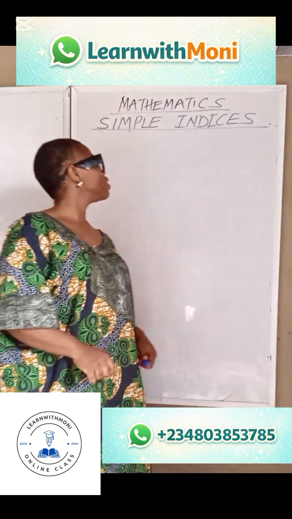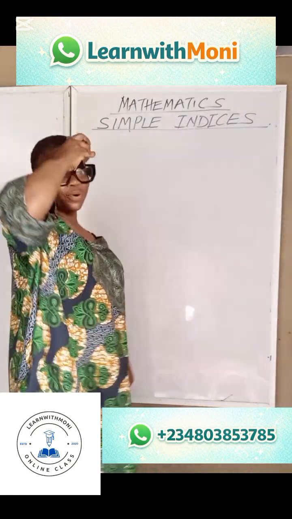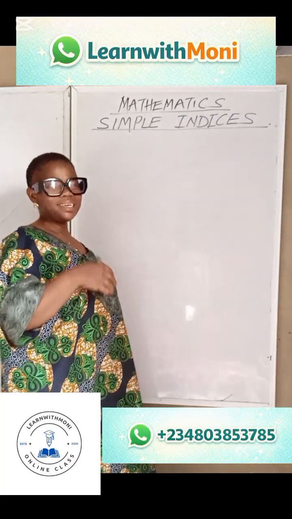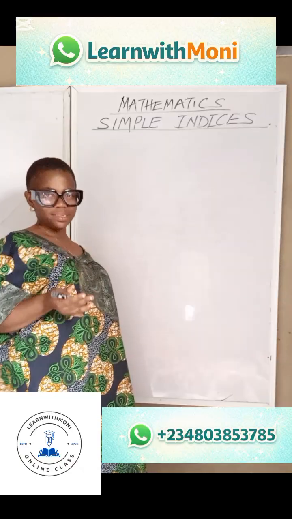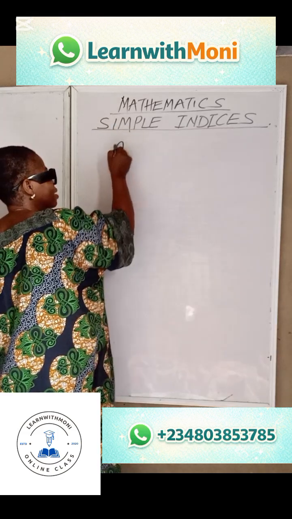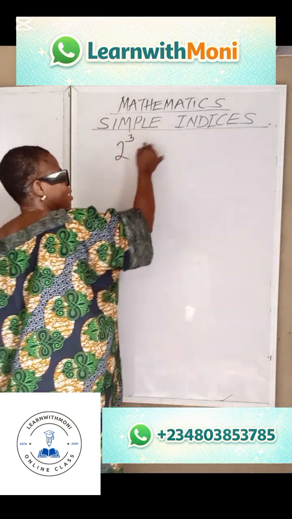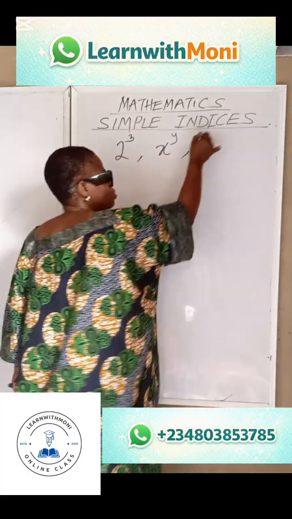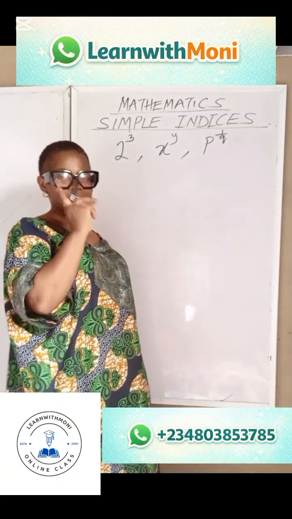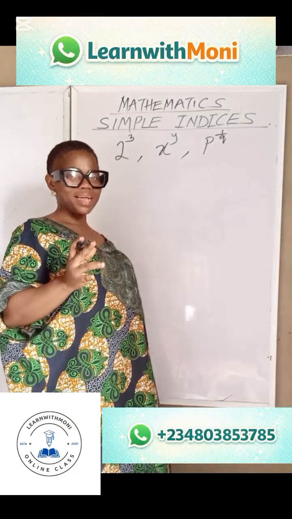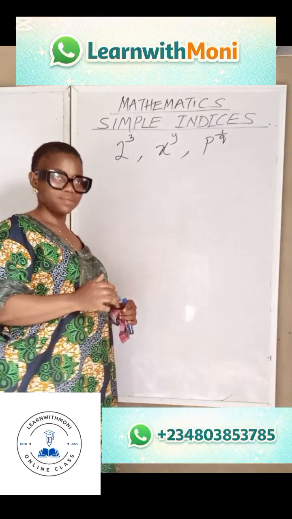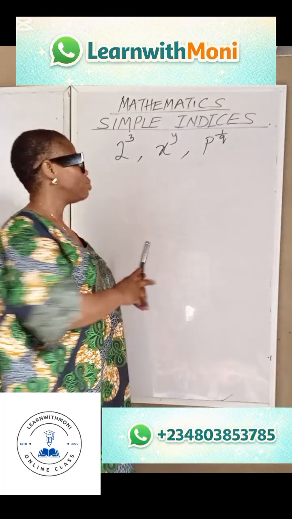You're welcome to class. Let us learn simple indices for GSS classes. What do we mean by indices? Indices are just exponents, what you call power. When I write numbers like 2 raised to power 3, when I write x raised to power y, when I write p raised to power 1 over q, all these are indices. The singular is index and the plural is indices. There are rules to these indices.